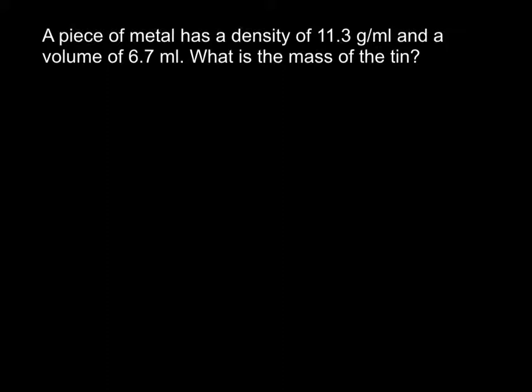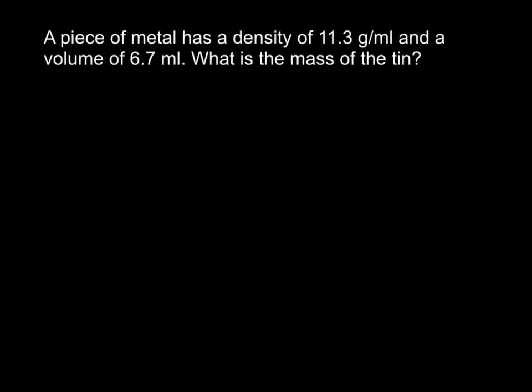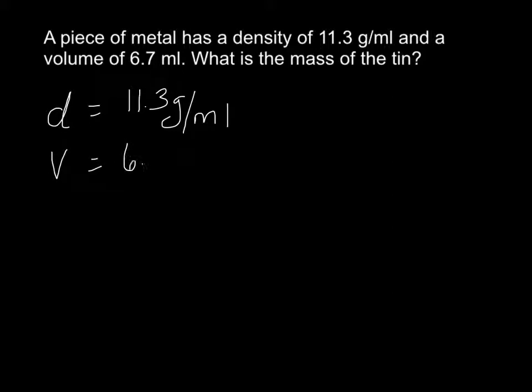Okay, so here's a chance where you get to move the equation around a little bit. It says a piece of metal has a density of 11.3 grams per milliliter. So we're going to write that down. The density equals 11.3 grams per milliliter, and it has a volume of 6.7 milliliters. So the volume is 6.7 milliliters. What is the mass? So we're looking for the mass this time.